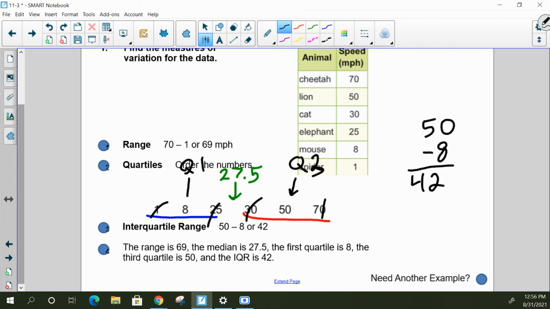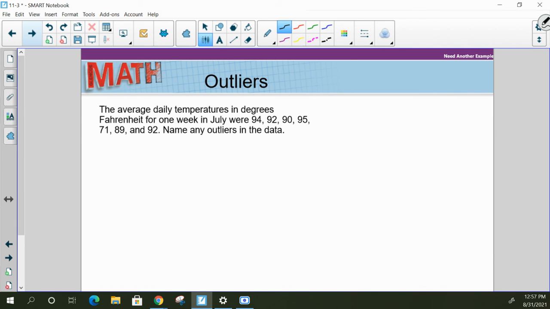All right, I'm going to show you one more example. We're just going to do quartiles. That's it, because that's what your homework is. You're not finding ranges on homework. So this problem is not in your book.